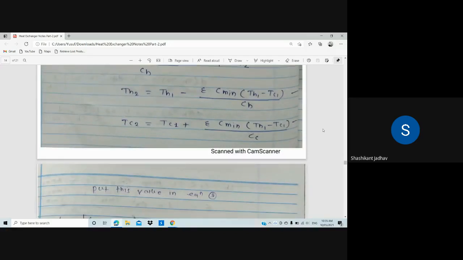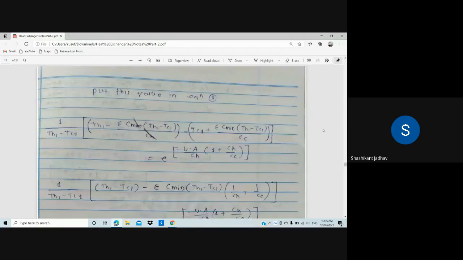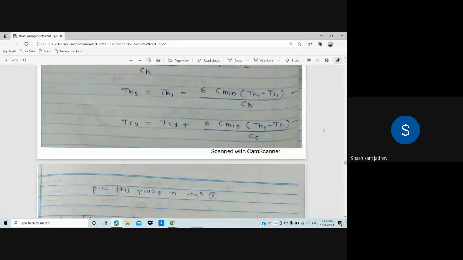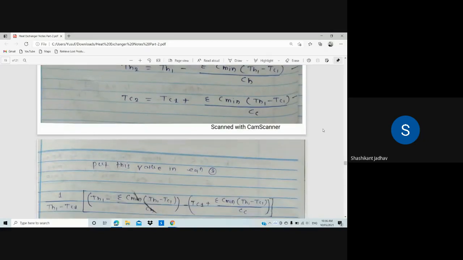And similarly, suppose we simplify the equation epsilon is equal to CC into bracket TC2 minus TC1 divided by C minimum into bracket TH1 minus TC1. If you simplify this equation in the same way, you will get the equation for TC2. And what is the equation for the TC2? TC2 is equal to TC1 plus epsilon into C minimum TH1 minus TC1 divided by CC, and that is equation number 5. Do you understand? Epsilon is equal to CC into bracket TC2 minus TC1 divided by C minimum into bracket TH1 minus TC1. If you simplify this equation, we get the equation for the TC2.